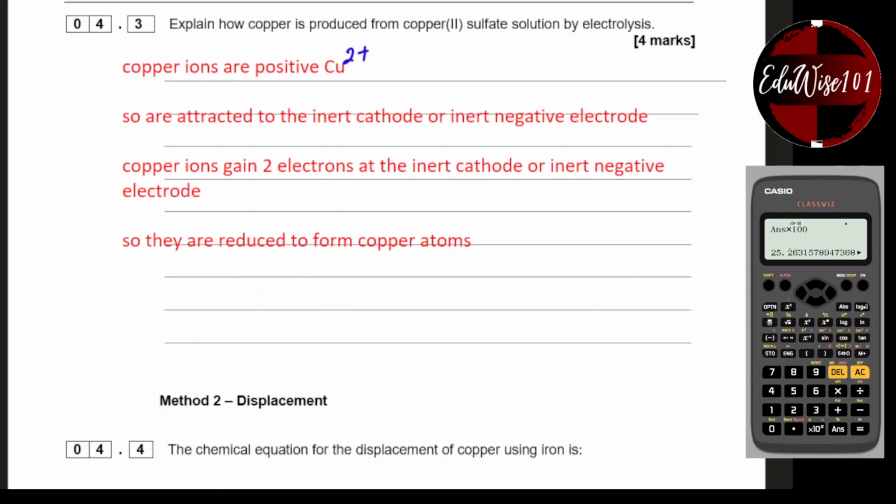You can write a half equation for that. This is a little bit of fun to revise. Cu2 plus, plus 2 electrons, gives you Cu. That's the solid. That's aqueous.